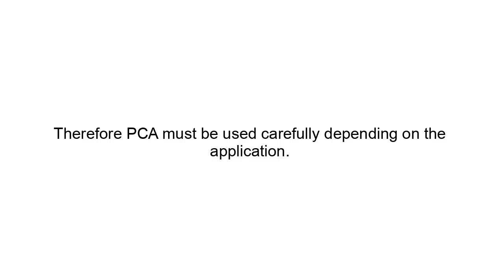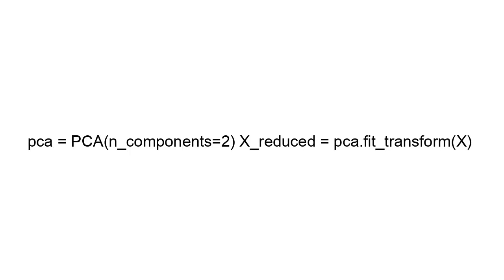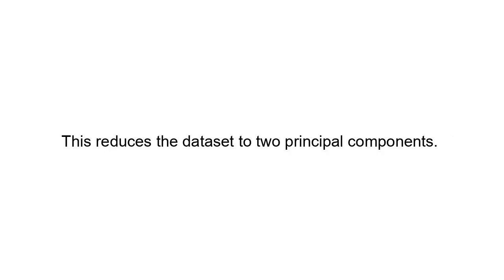Example Python code. PCA can be implemented using scikit-learn. Import PCA from sklearn.decomposition import PCA. Apply PCA. pca equals PCA, n_components equals 2. X_reduced equals pca.fit_transform(X). This reduces the dataset to 2 principal components.